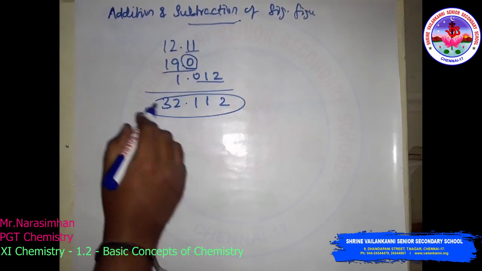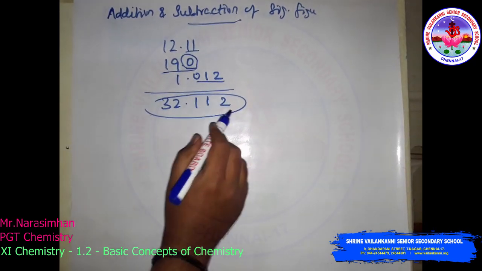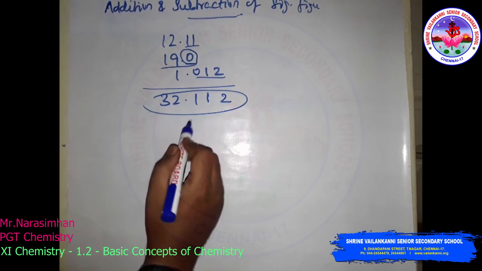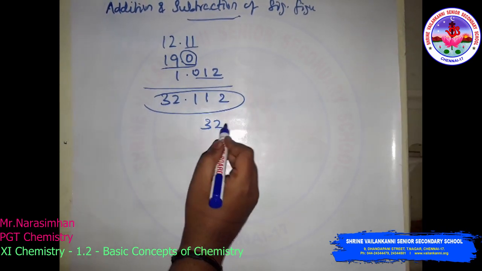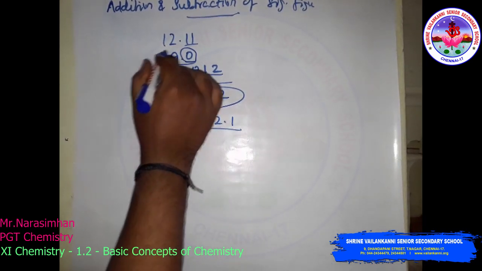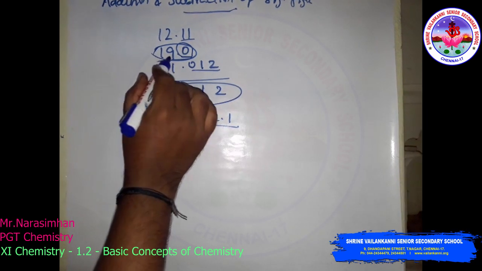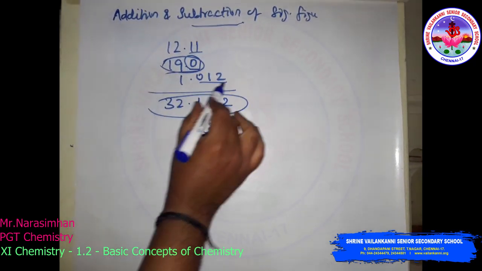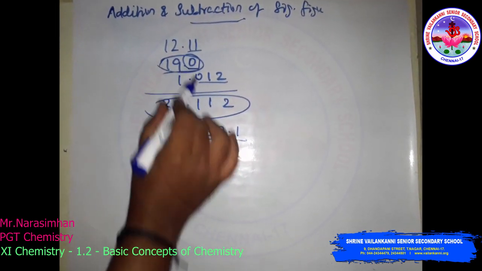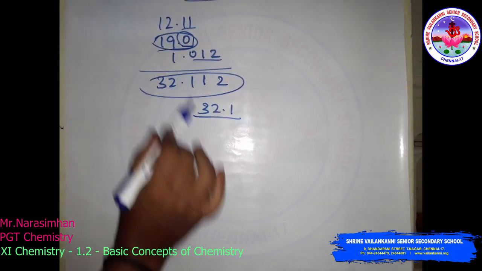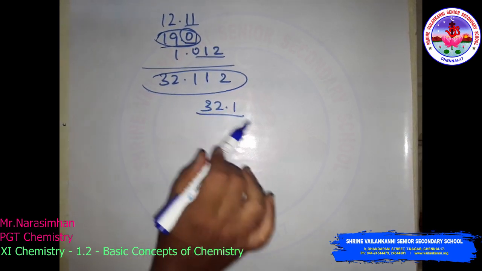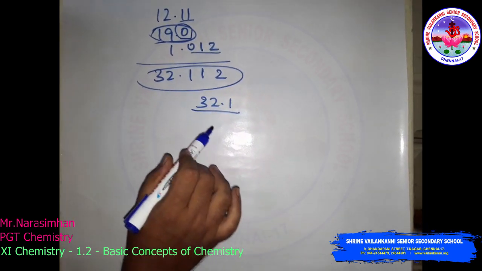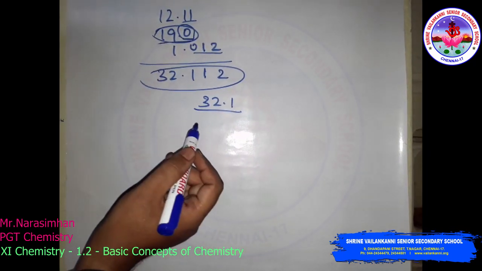See, the result value is what? 32.112. You just have to stop at 32.1, because the least number is 19.0, but here there are 2 and 3 digits after the decimal point. You have to stop. If it is presented like this, it means one digit after the decimal point is enough. Okay, so this is addition and subtraction significant figures.